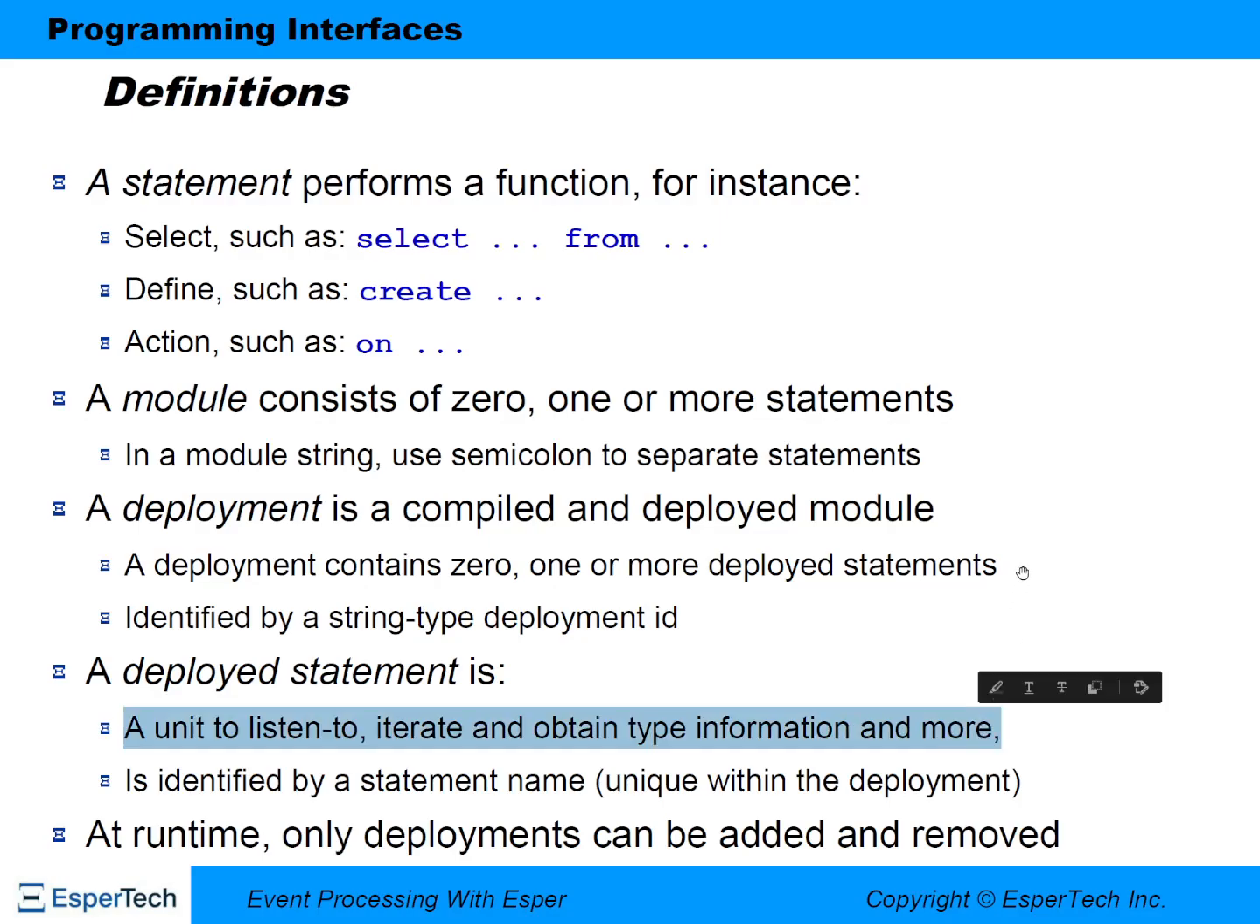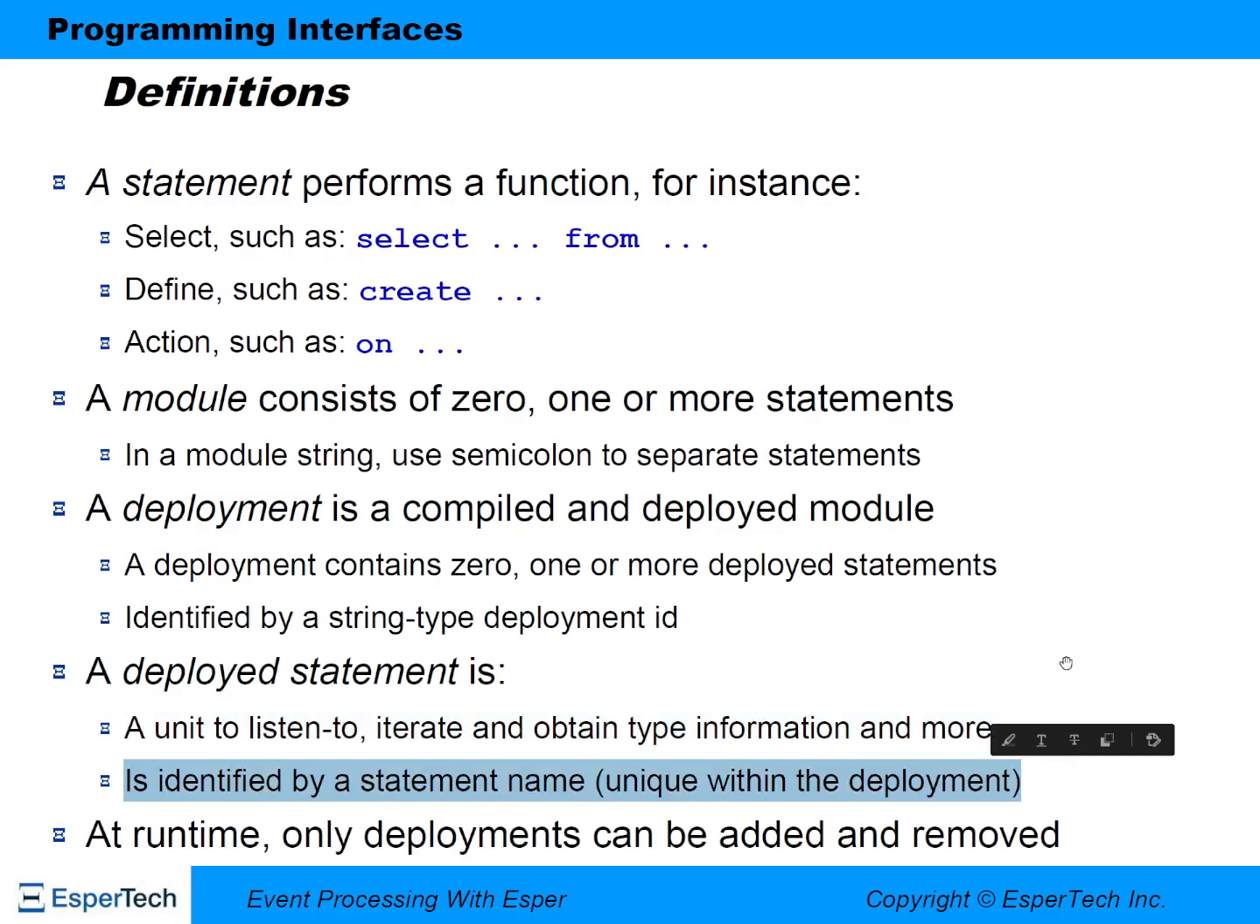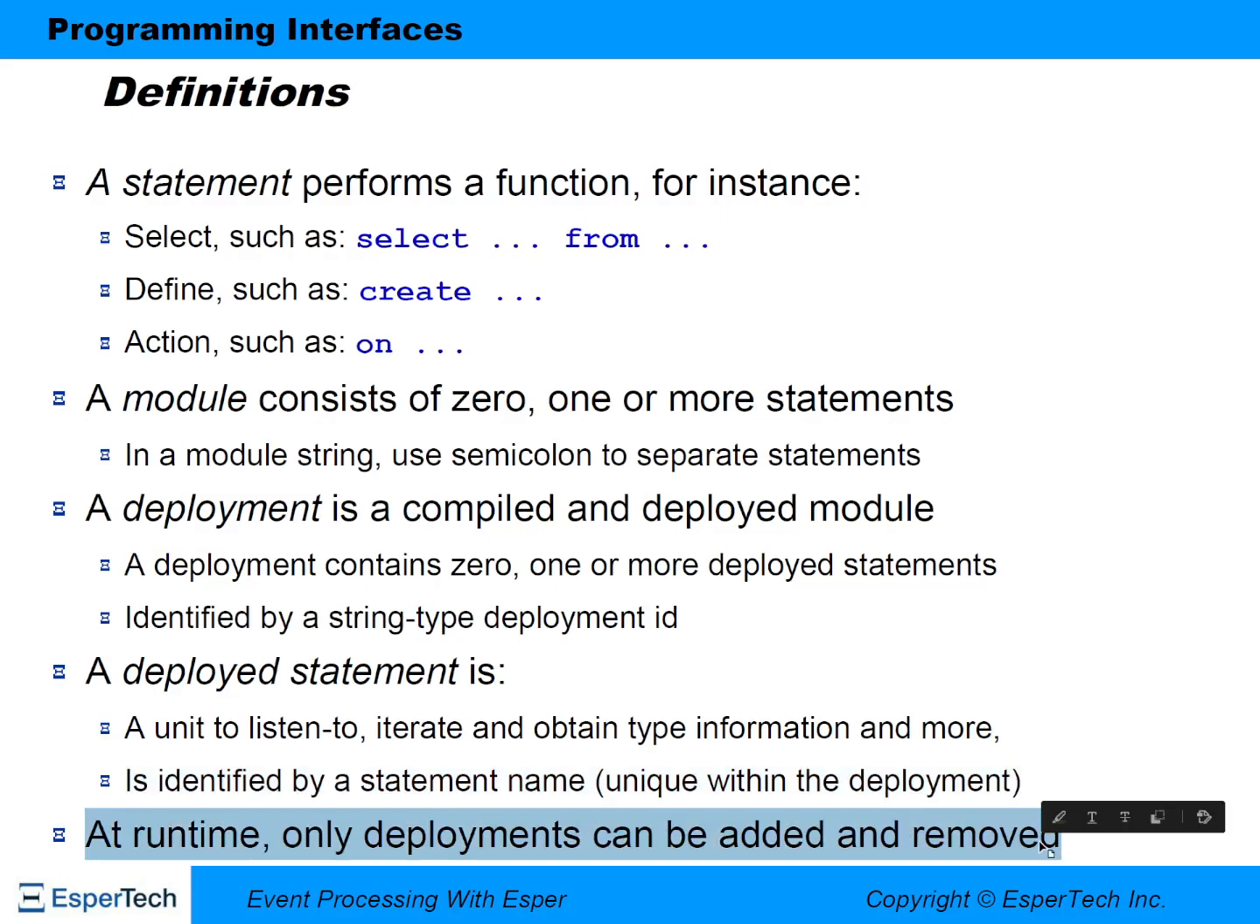A deployed statement is a unit to listen to, iterate, and obtain type information and more. A deployed statement is identified by a string-type statement name that is unique within the deployment. At runtime, only deployments can be added and removed.